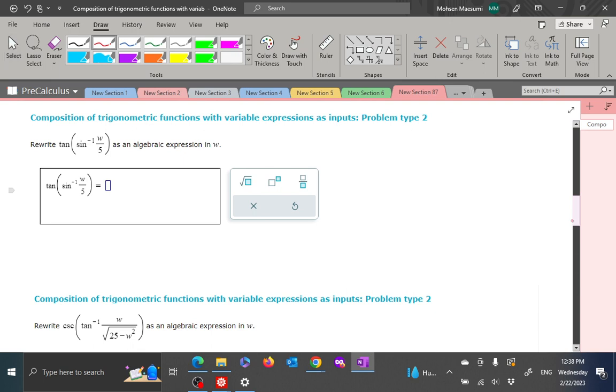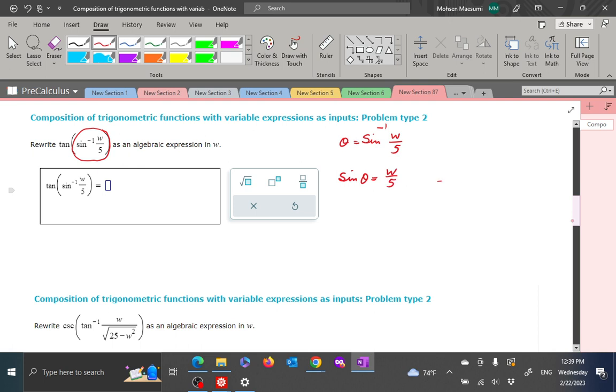So the difference with the problems that we had last time is that the input that is given to you is a fraction. Sometimes a simple fraction, sometimes a complicated looking fraction. In either case, the best approach is to draw a triangle that matches your first expression. So what does that mean? Well, sine inverse of anything, in this case sine inverse of w over 5, always refers to an angle. Let's write it in forward direction, meaning sine of theta is w over 5.